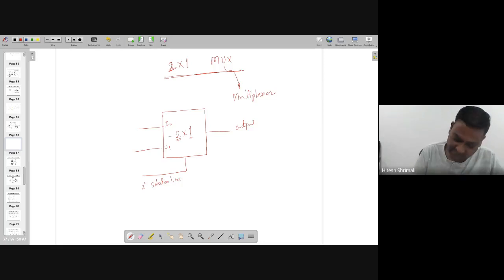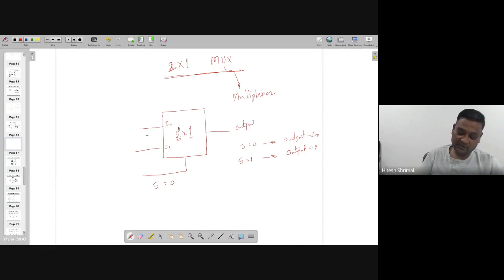Generally it's a 2 raised to n to 1 multiplexer, where n indicates the number of selection lines. So here it's only 2 raised to 1, so only one selection line will be there. And what this one selection line does is, if at this selection line s equal to 0, I0 will be available at the output. If s equal to 0, output is equal to I0. If s equal to 1, output is equal to I1. This is what I want.